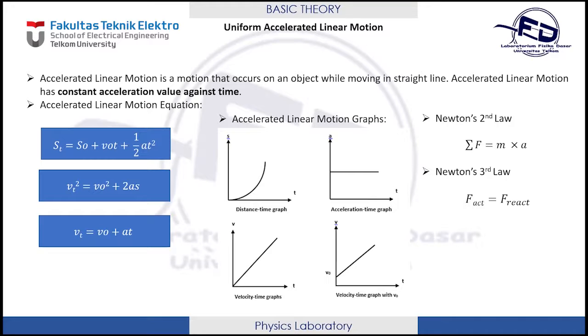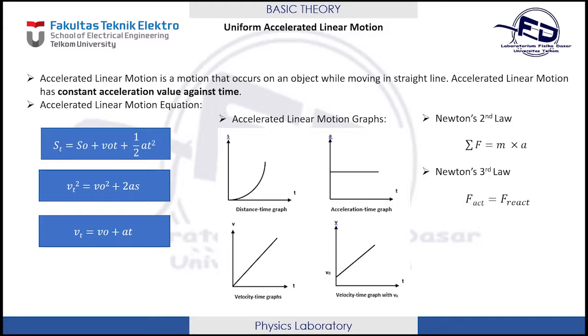In uniform accelerated linear motion, there are four graphs. The first one is the distance time graph. In the distance time graph, we can see that the graph forms an upward curve. This is because the s value is directly proportional to the square of time, so it forms an upward curve. Right next to it is the acceleration time graph. In the acceleration time graph, a horizontal line is formed because the acceleration value doesn't change with time.